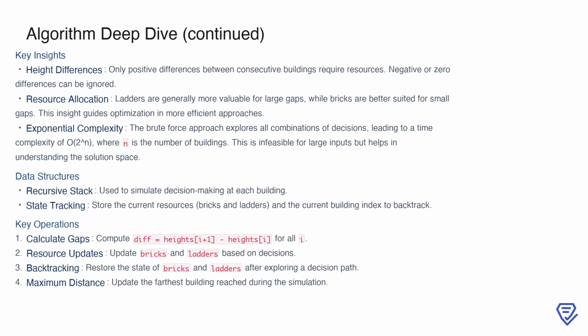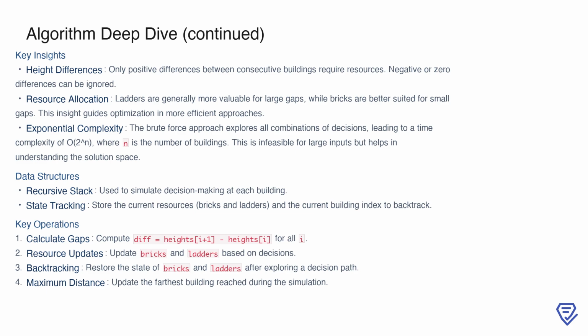To better understand this approach, we can highlight a few key insights. First, only positive height differences matter. Negative or zero differences allow us to move forward without using resources. Second, ladders are generally more valuable for large gaps, while bricks are more suited for small gaps. This principle becomes particularly useful when exploring optimized solutions. However, the brute force approach does not consider this insight, as it exhaustively explores all possibilities.